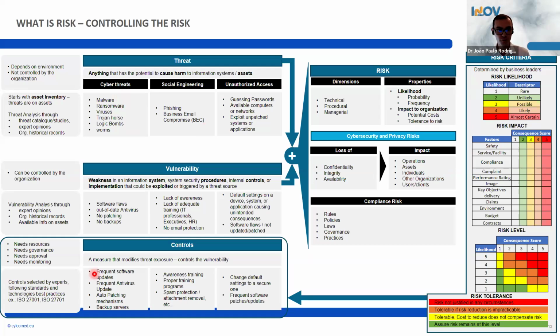Related to cyber threats, we have frequent software updates, frequent antivirus updates, auto patching mechanisms, and backup servers. Related to social engineering, we have awareness and training of the personnel and IT professionals. We have spam protection for emails and attachment removal mechanisms, and for unauthorized access, we have changing the default settings of the devices and pre-screening software patches as well.